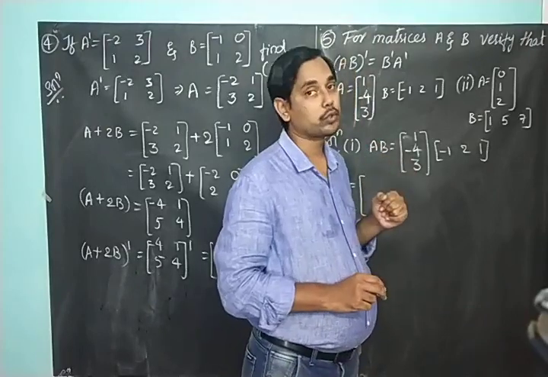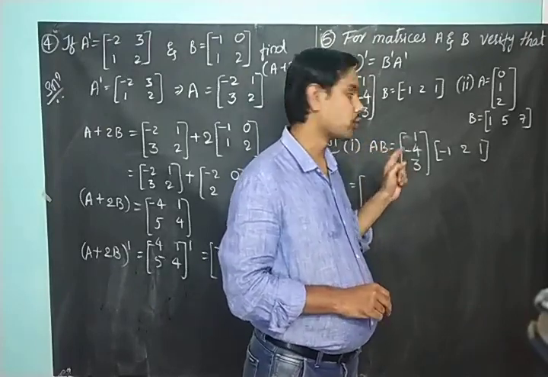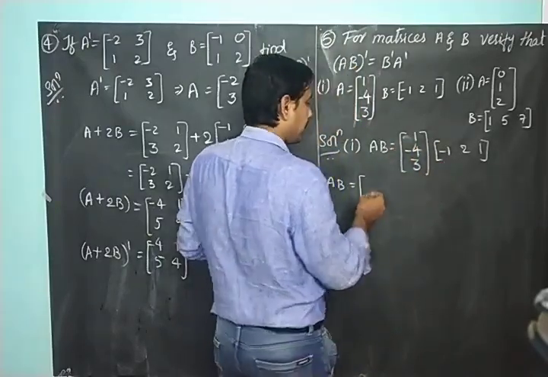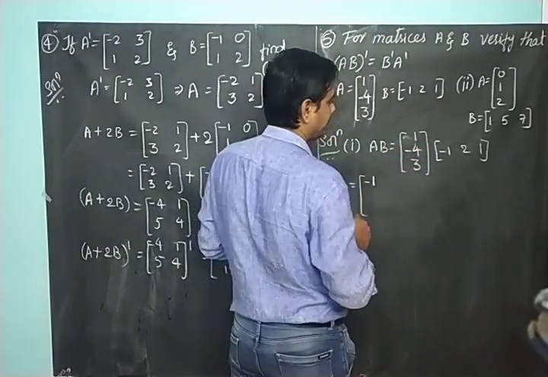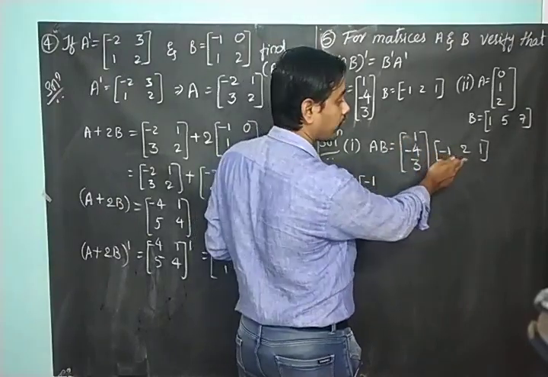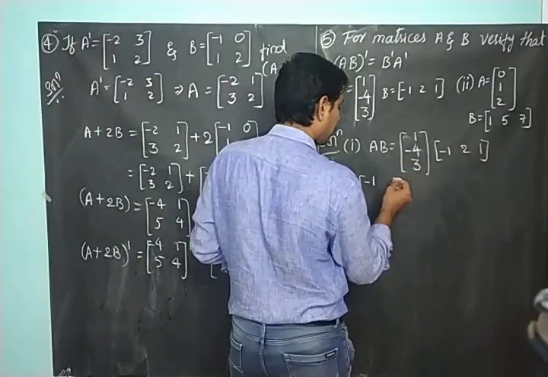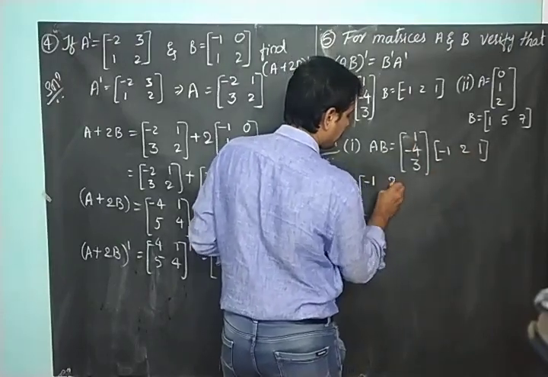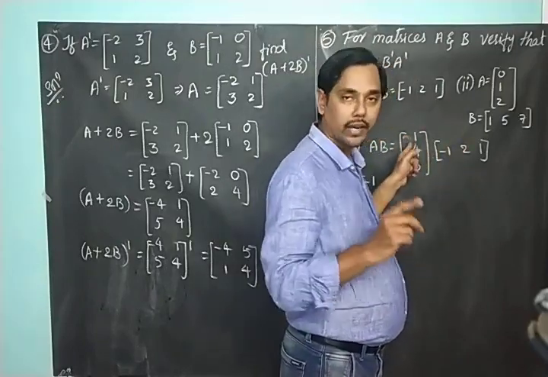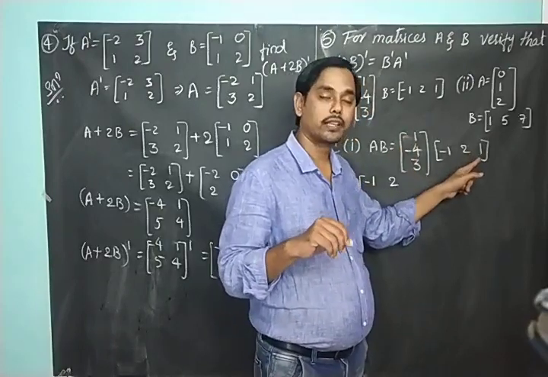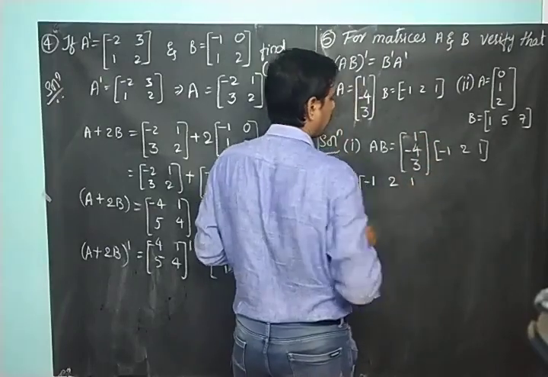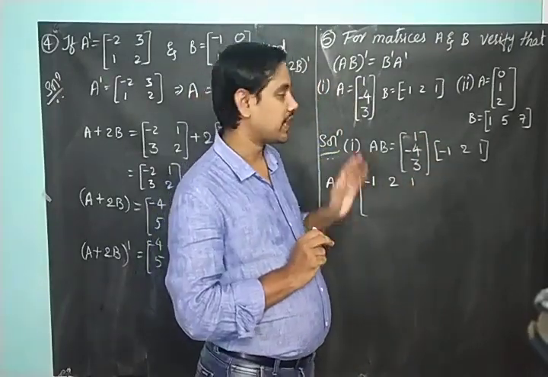So we should multiply. What is the procedure of multiplying? The first row should be multiplied with the first column. What is there in the first row? Only 1. What is there in the first column? Minus 1. So both should be multiplied. 1 into minus 1 is minus 1. Now the first row with the second column. In the first row we have 1. In the second column we have 2, right? So 1 into 2 is 2. Now the first row with the third column. In the first row it is 1, and in the third column we have 1 here. So it is 1 into 1, 1. So the first row is finished, multiplied with all the columns.